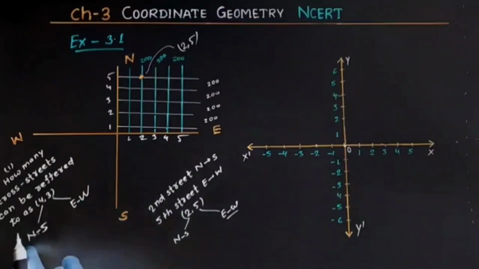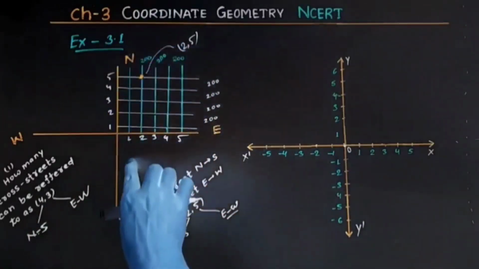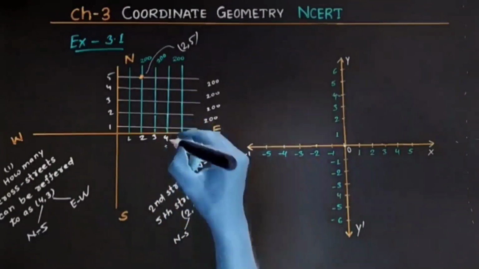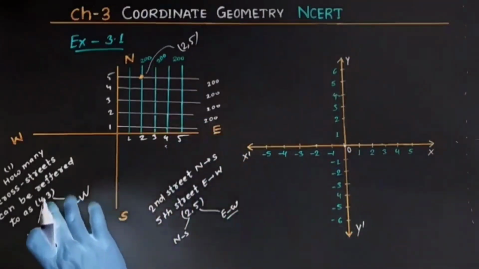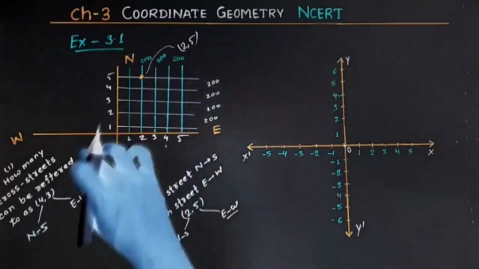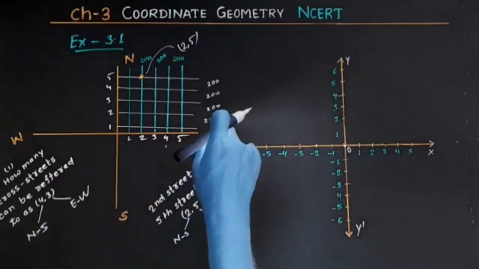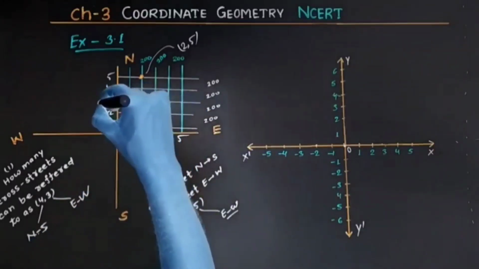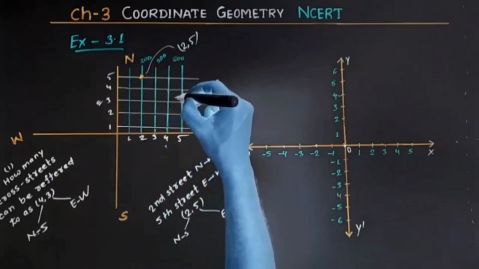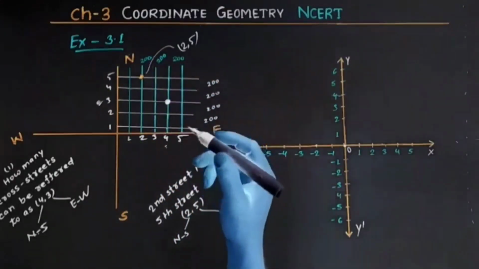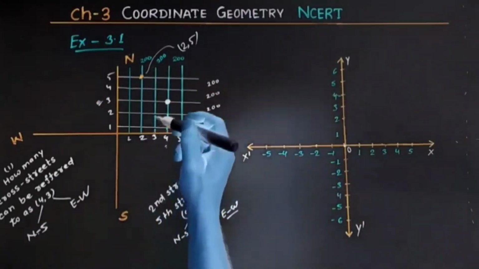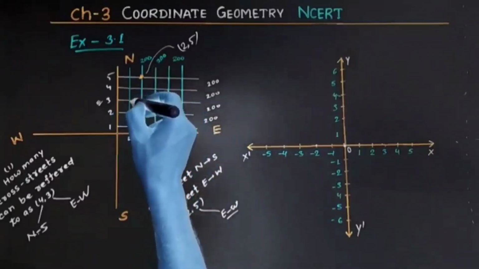If you need 3 and 5, so you have to take vertical street number 3 and horizontal street number 5. You get 3, 5. So 3 is known as x coordinate and 5 is known as y coordinate. You can also solve this example with the help of direction. North to south means x coordinate and east to west means y coordinate.